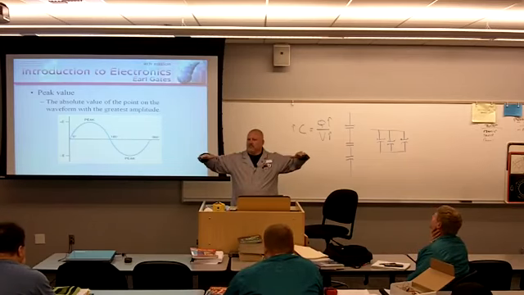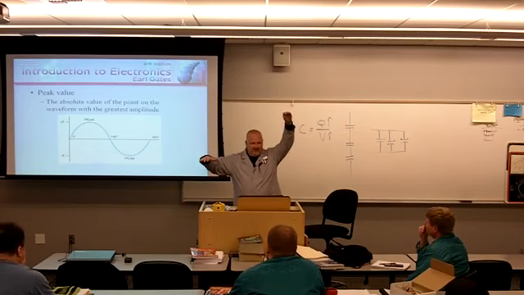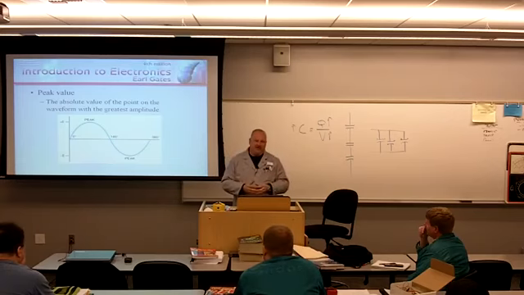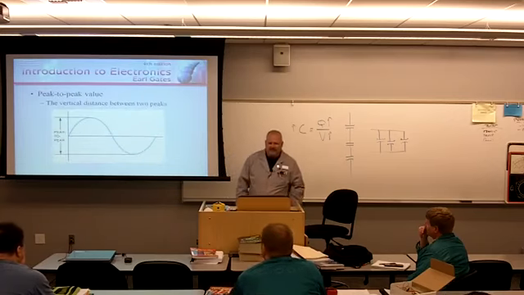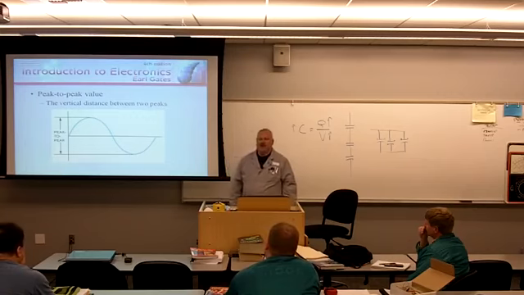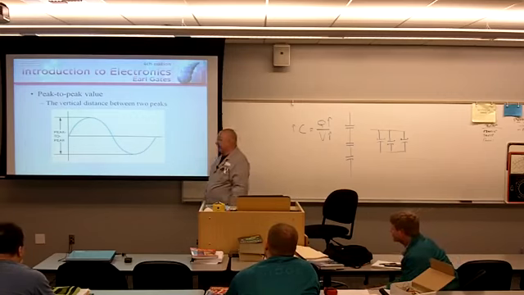So that's what they're talking about here. The maximum departure from zero is the peak. The maximum negative departure from zero would be your negative peak. Peak to peak value, well, that's the maximum departure between your positive peak and your negative peak.